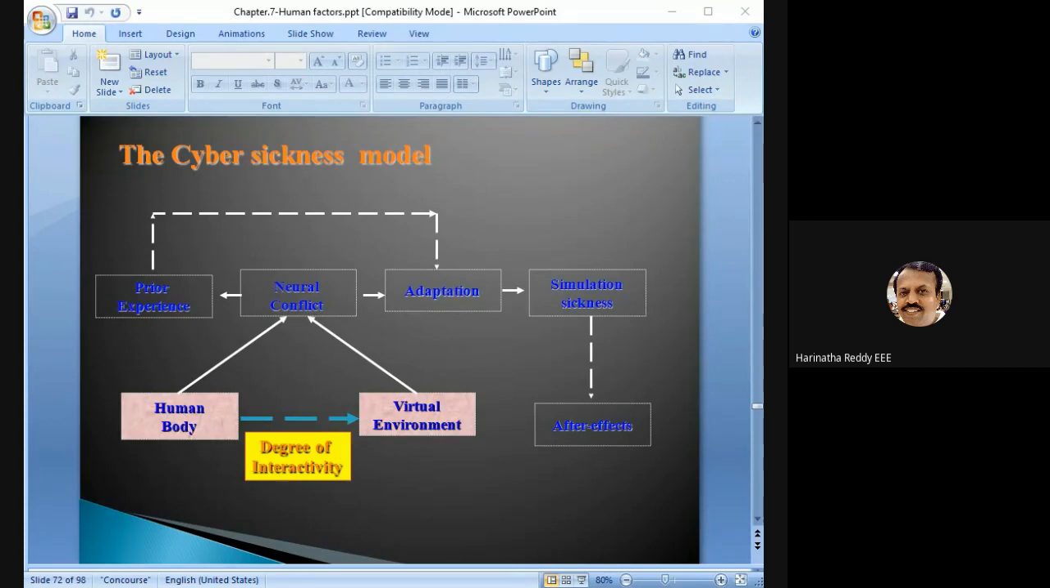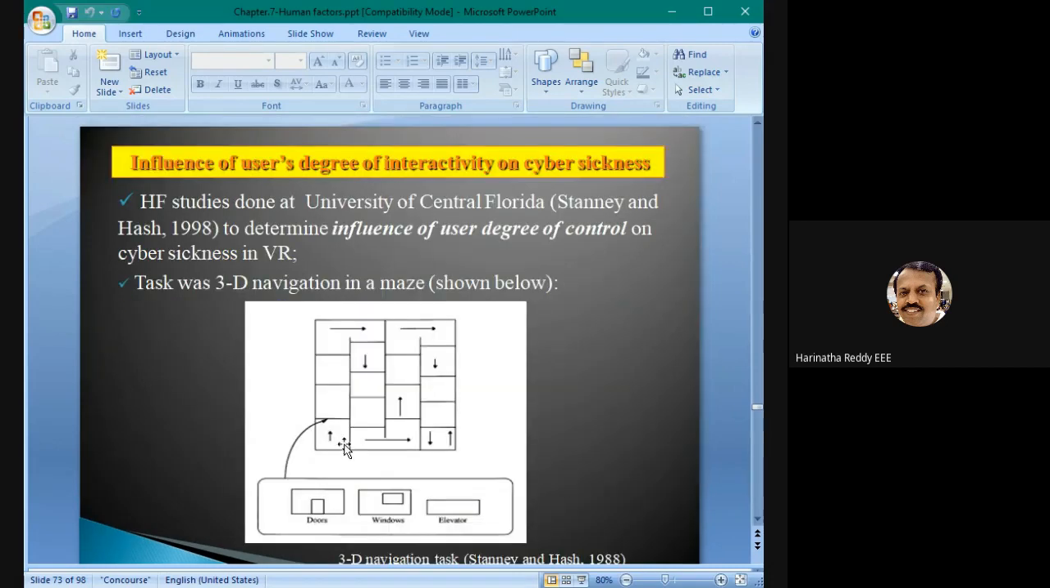One example was given by a particular scientist, Stanney and Hash, in the year 1998. Clear? They designed one particular game or task, we can say. That game is known here as the virtual maze. Is it clear? Virtual maze. The task involved is navigation through a virtual maze.